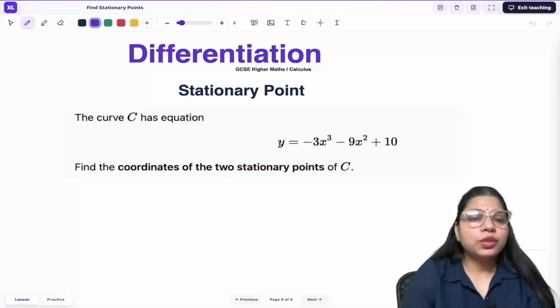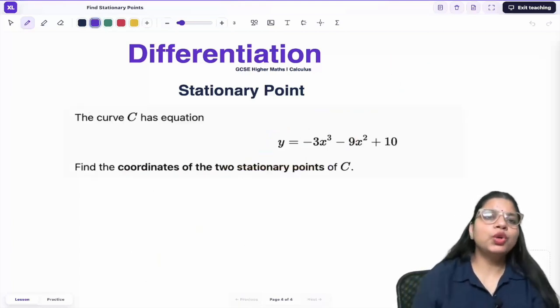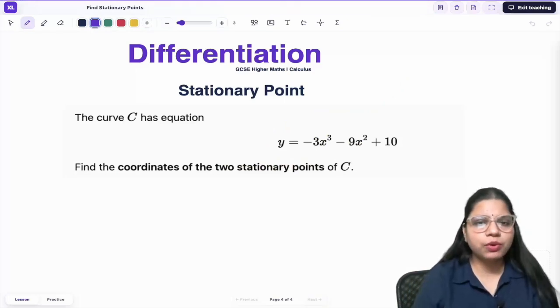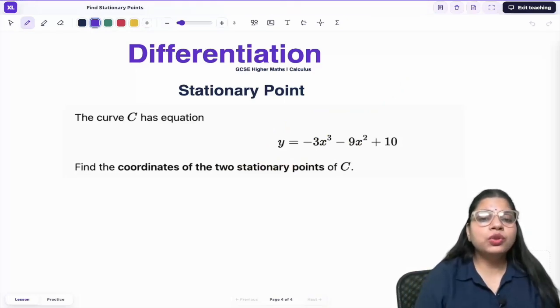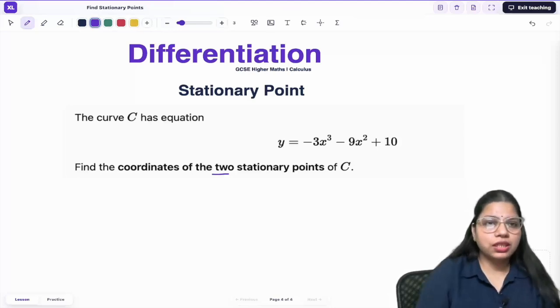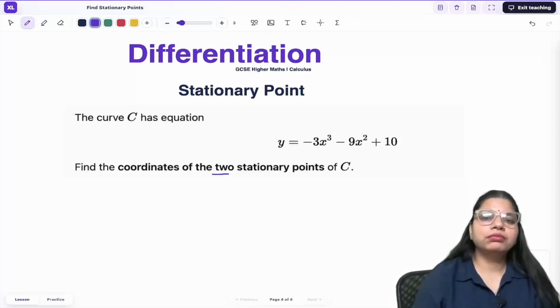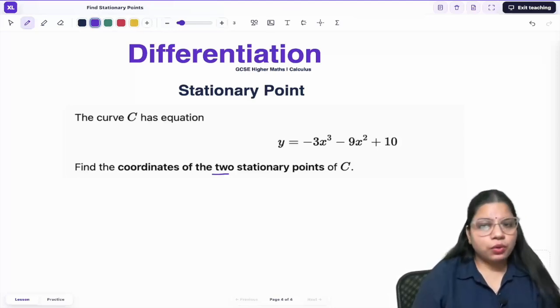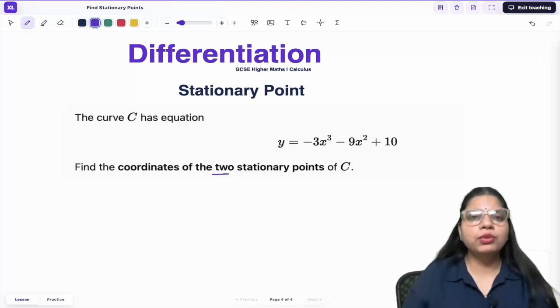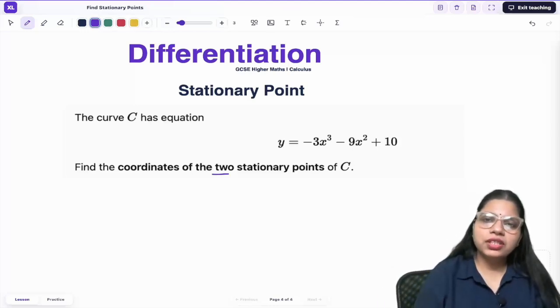Now, the last question we have, what does it ask? Again, the stationary point, we have to find out the two coordinates of the stationary points. So what we're going to be doing in here, it's a cubic equation. When we get a cubic equation, we get a quadratic formed when we differentiate. So let's differentiate it first.